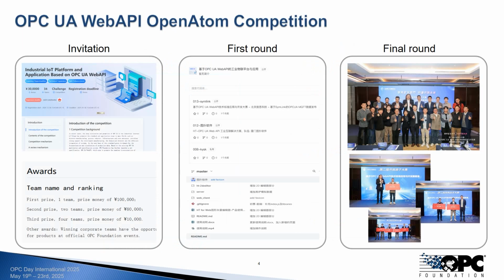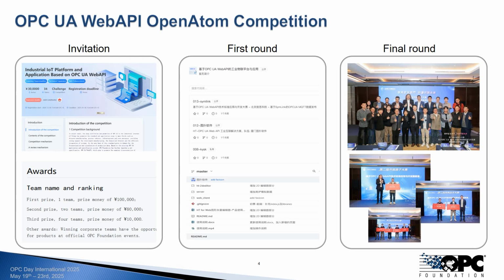In September 2024, we published our invitation on the OpenAtom website by explaining the technical requirements of UA Web API and the award for the winners. After 3 months, on the code platform, we received source code from 34 teams from enterprises, universities, and individual developers. Then, our judges began to review their code to find qualified teams.